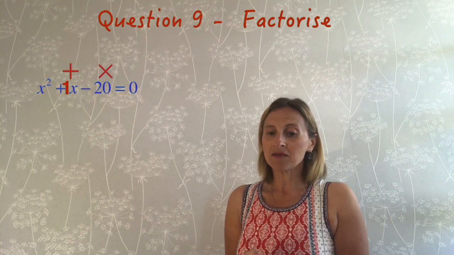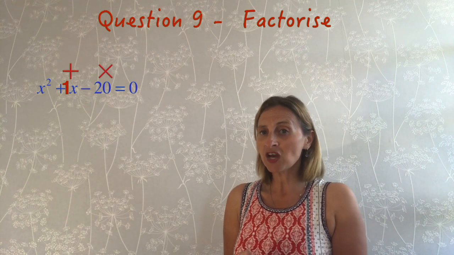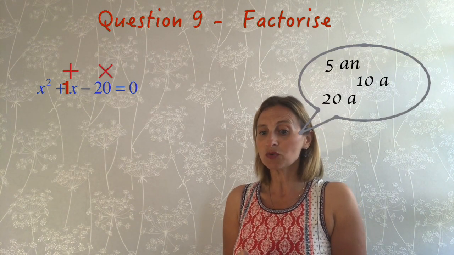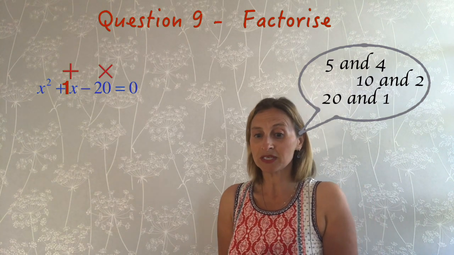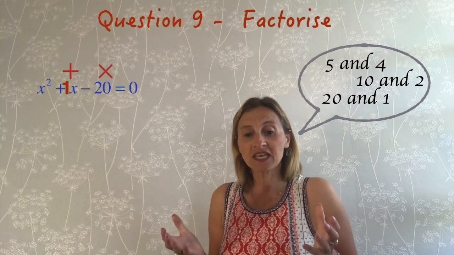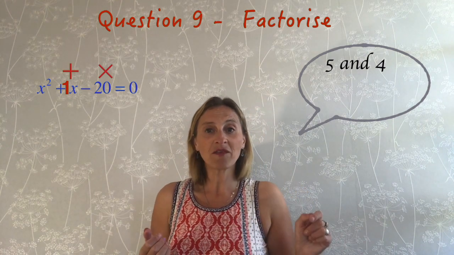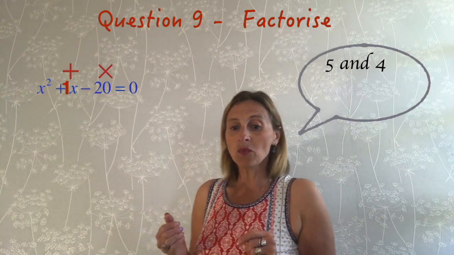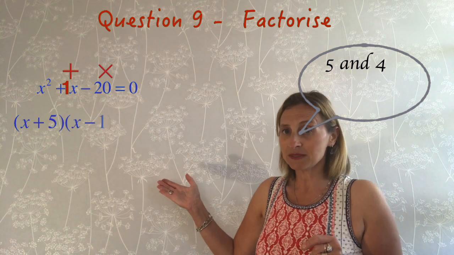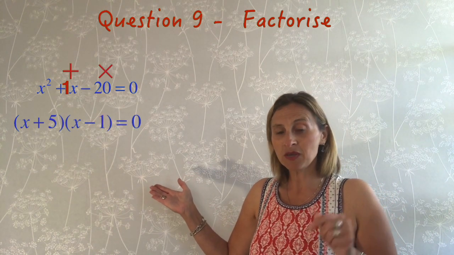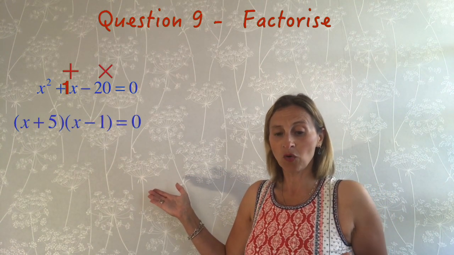So we're looking at 5 and 4, because 5 times 4 is 20, 20 times 1 is 20, and 10 times 2 is 20. Which one of these can give us plus 1? 5 and 4, very good. 5 take away 4 is plus 1. So we have (x + 5)(x - 1) = 0, because 5 minus 1 is 4.